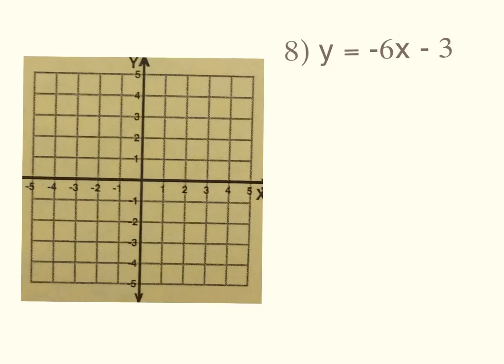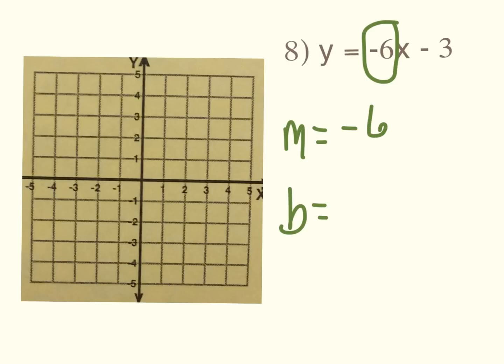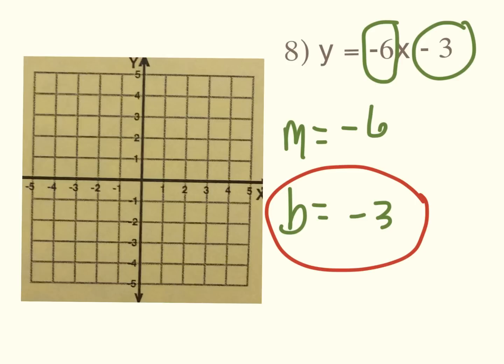Number 8, the m and the b. The m here is negative 6. The b here is negative 3. Begin at the b and plot a point. So we begin at negative 3. My slope, remember I need rise over run. And if I drop 6 and run forward, I'm going to fall off the graph.